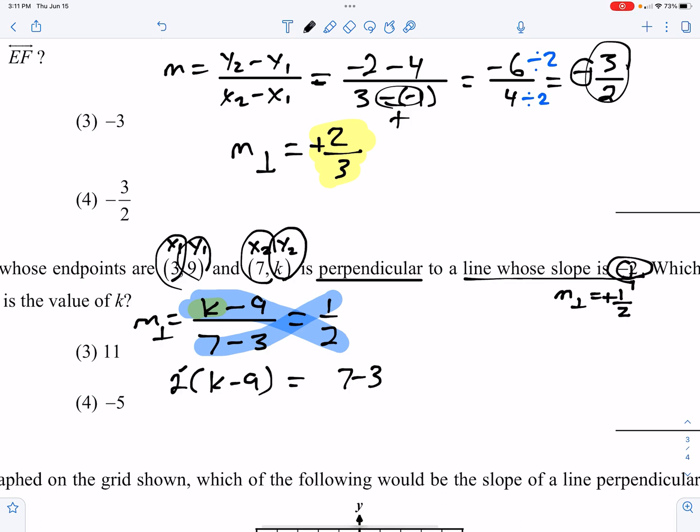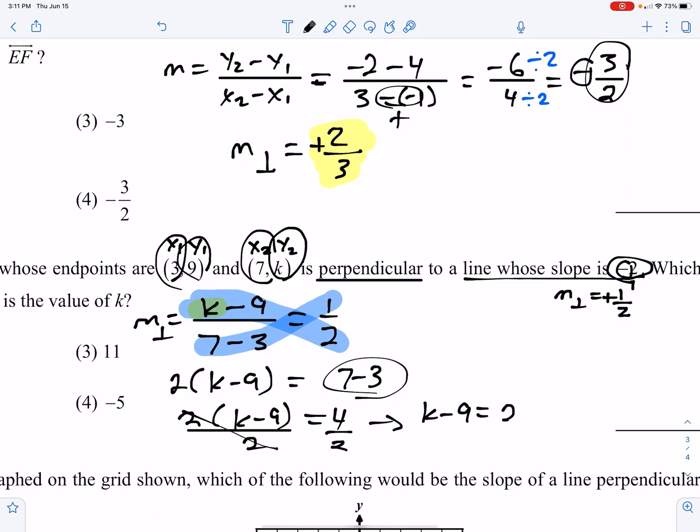Okay, I'm going to distribute through parentheses. Actually, no, I don't have to. This is going to be 4, and I get 2 times (k minus 9) equals 4. Go ahead and divide away the 2. It'll actually get us there faster. k minus 9 equals 2, and then we can go ahead and add 9. The value of k would be 11.